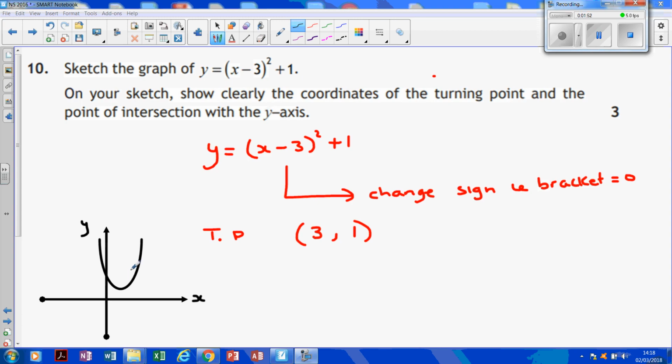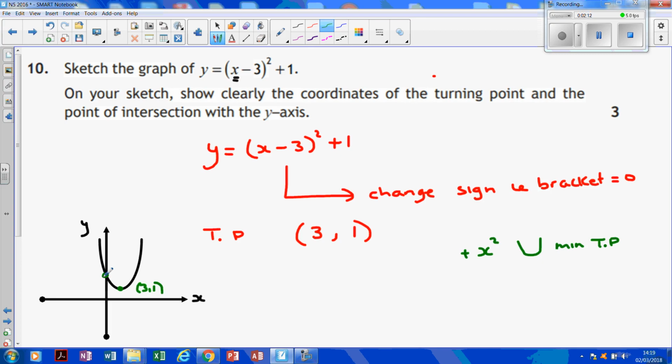Right, so I've sketched down the parabola. It's got a positive x squared, so we know when the x squared term is positive, then it's feeling happy and it is a minimum turning point. Okay, it's got a smiley face. Now, that turning point we've worked out is the point (3, 1). It's just a sketch, so just mark in your important points.